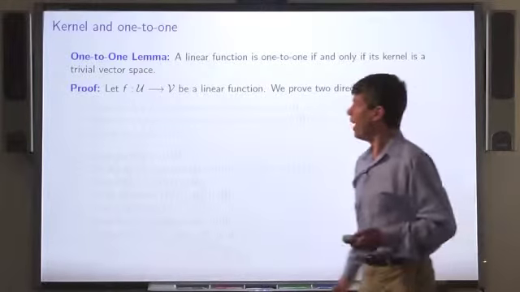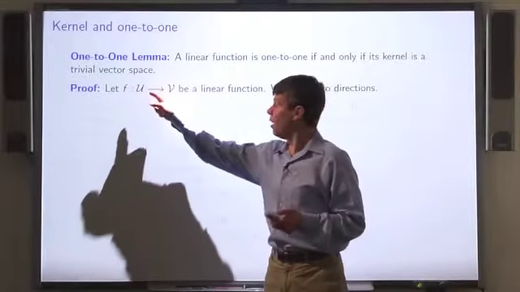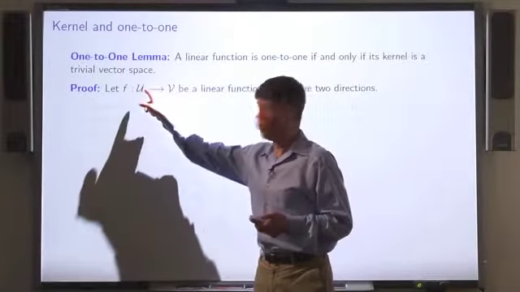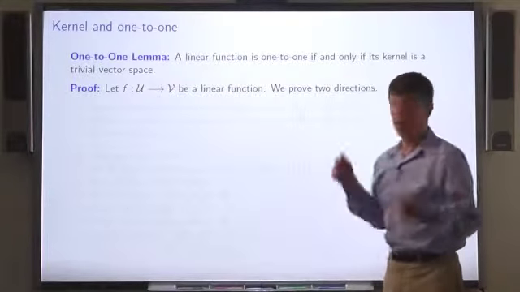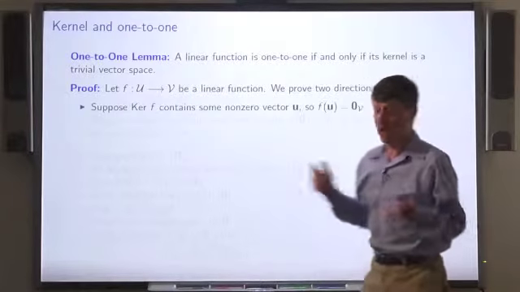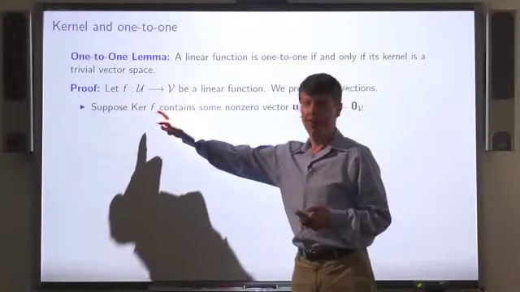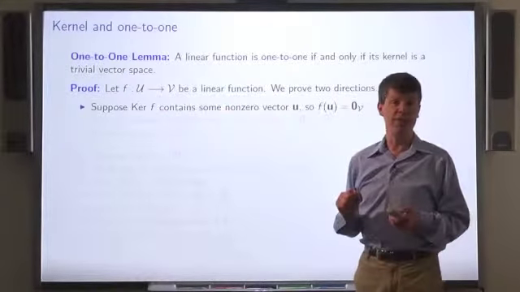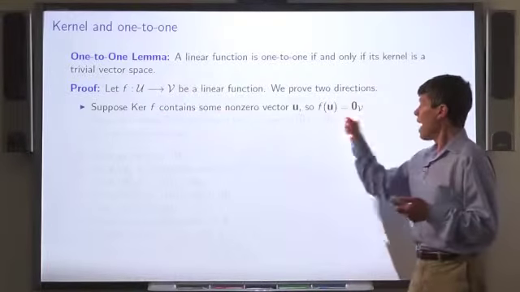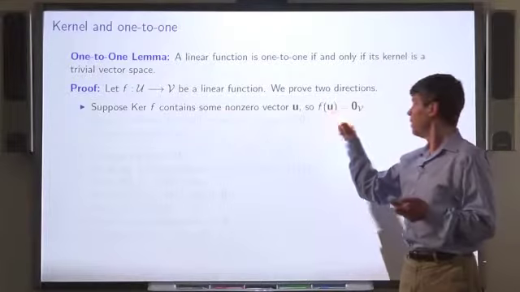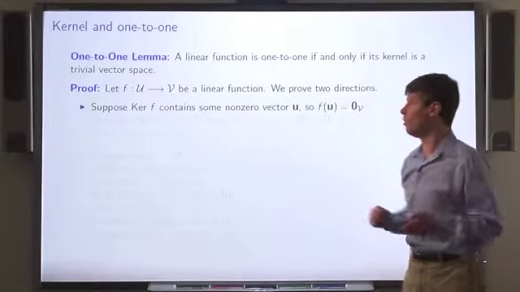Here's the proof. Let f be a linear function whose domain is U and whose codomain is V. There are two directions to prove. First, suppose the kernel of f contains some non-zero vector. That is, it's not a trivial vector space. Then f of that vector is the zero vector by definition of kernel.